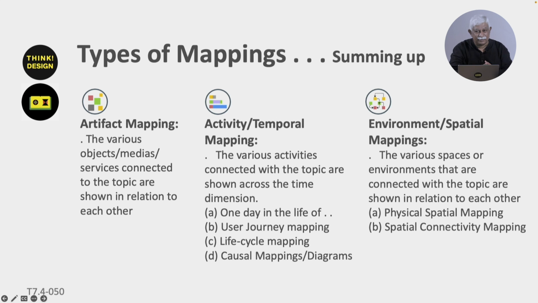And the last one that we just did was spatial mapping. It's also known as environment mapping. The various spaces connected with your topic are mapped in relation to each other. Again, a very subtle difference between the two. You do it on a physical space, and if you can actually make connections, then it becomes a connectivity mapping.